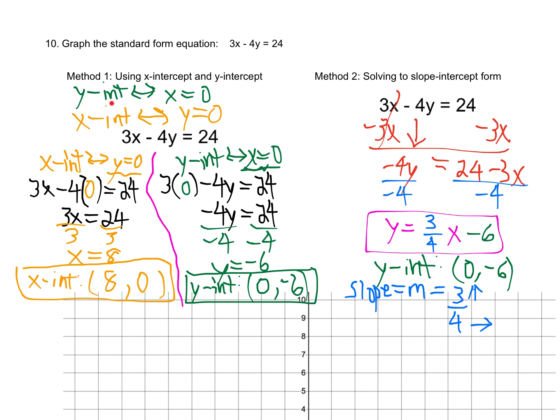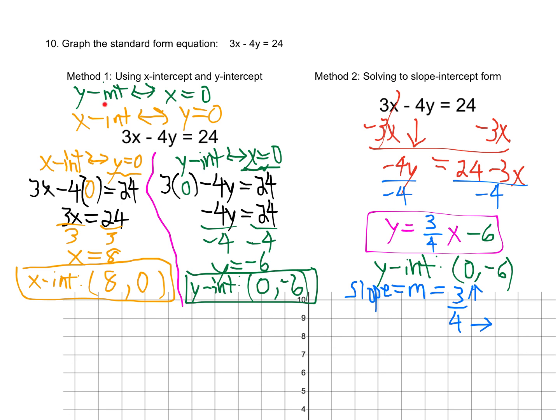Remember, the y-intercept is when x equals 0. So if I plug in 0 in place of x and solve for y, that will give me the y-intercept. So here I do 3 times 0, because I'm putting 0 in place of x. 3 times 0 minus 4y equals 24. 3 times 0 is 0, so I'm left with just negative 4y equals 24. To get y by itself, we now divide by the number in front of y, which is negative 4. So 24 divided by negative 4 is negative 6. The y is negative 6, the x is 0, so we have a point at 0, negative 6.